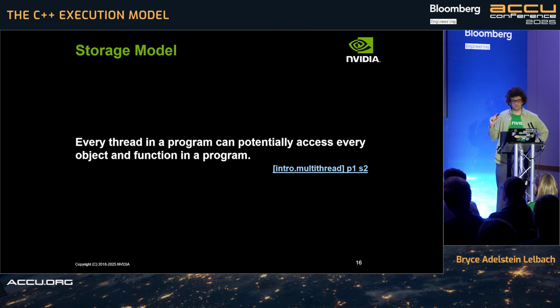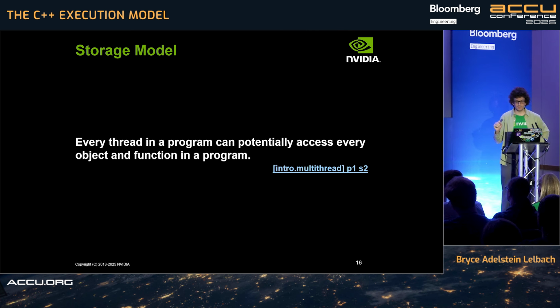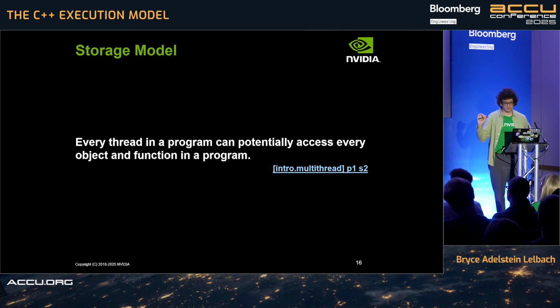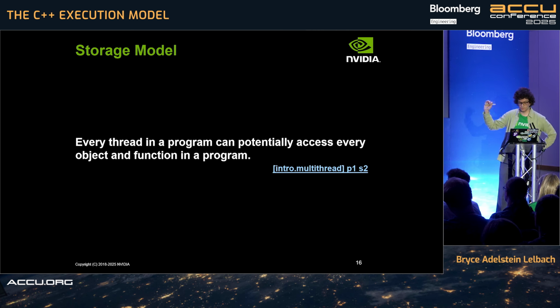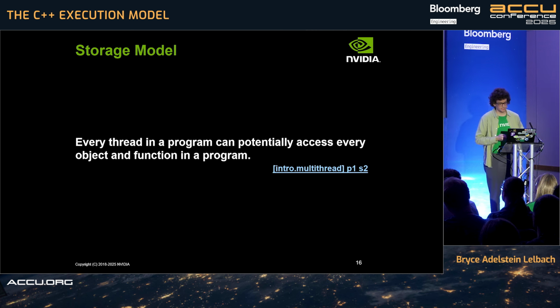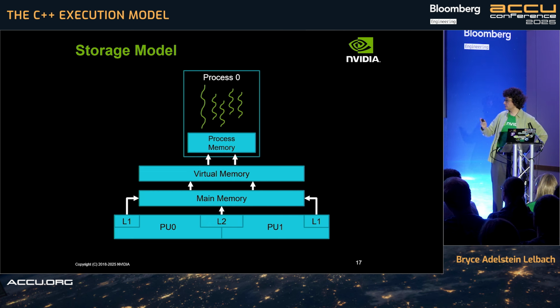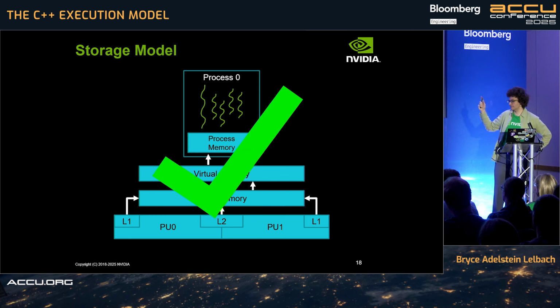So every thread in a program can potentially access every object and function in a program. Now let's look at some example memory systems and evaluate whether they can follow this particular rule and implement the C++ abstract machine. So how about this system here? It's very straightforward. We've got a single processor, a single set of memory for that processor, and a single virtual address space. The answer here is yeah. This can implement the C++ abstract machine.